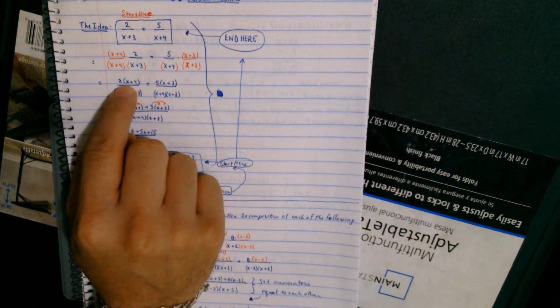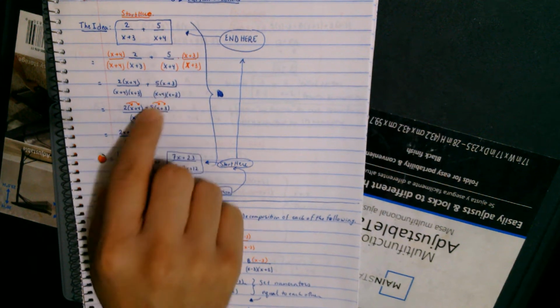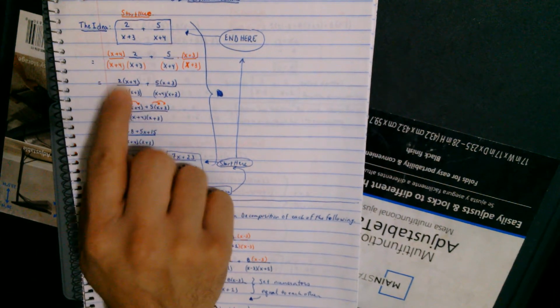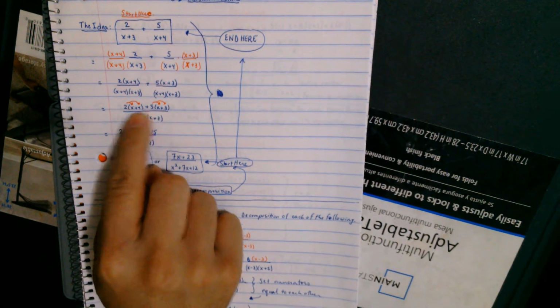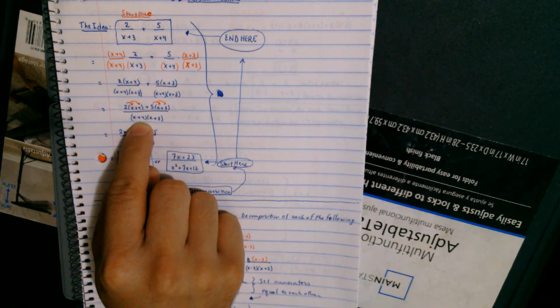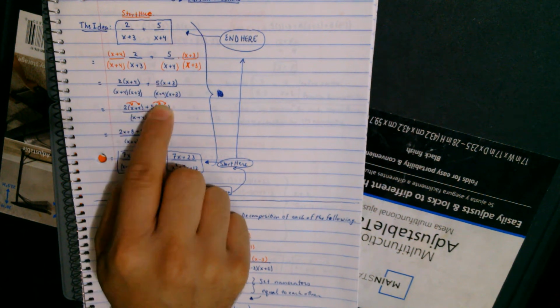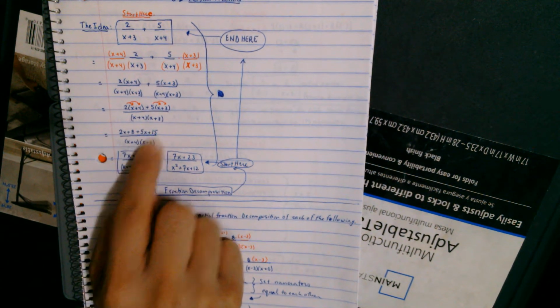When you multiply, again, I'm not going to do distribution yet. The idea is to get the same denominator, so it's the product. The two products are the same, so put it as one fraction. Once you get to this point, the idea is to simplify. So now I'm going to distribute, and then I'm going to combine like terms.